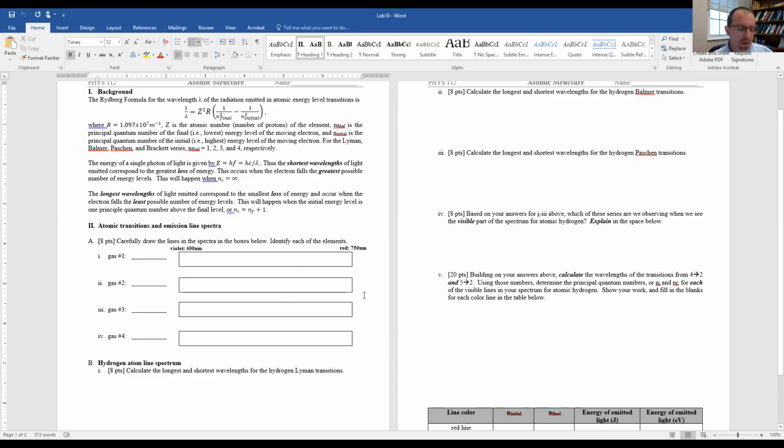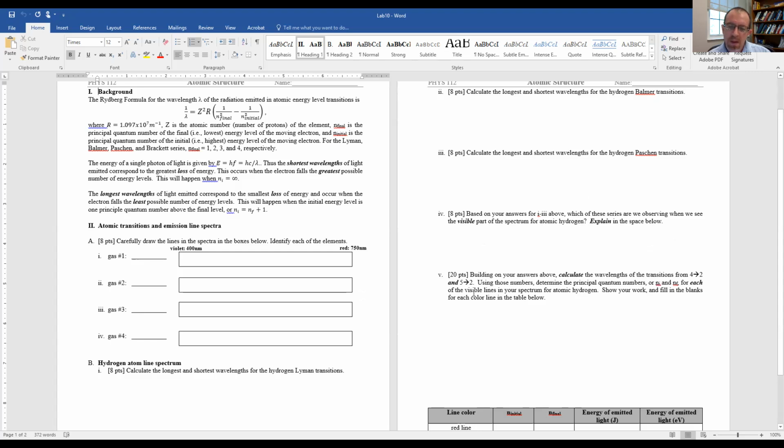That'd be 400 times 10 to the -9 and 750 times 10 to the -9 meters. So if you see something in the Lyman, the Balmer, or the Paschen that's inside that interval, that probably says that that particular series is responsible for the visible part of the spectrum.